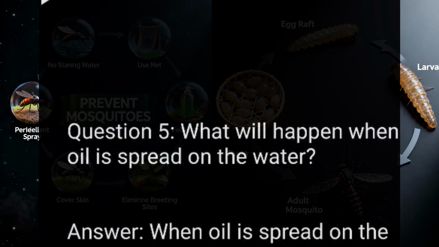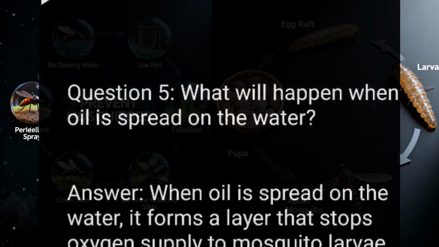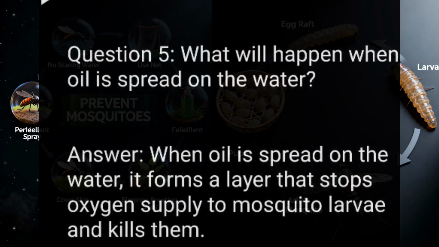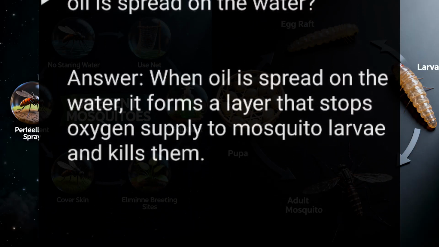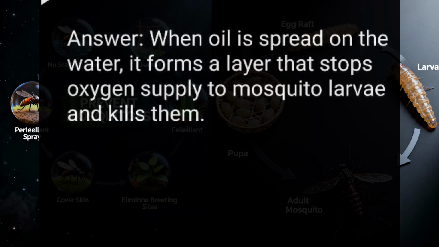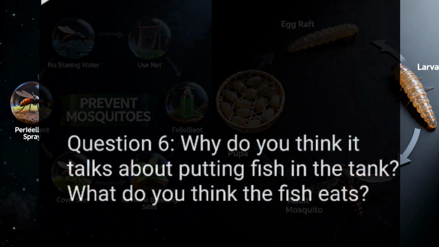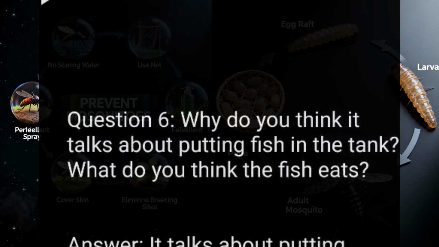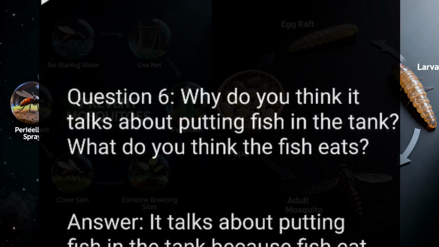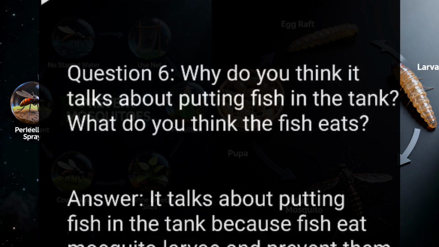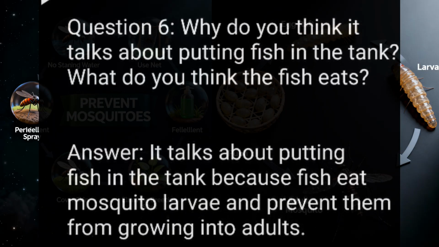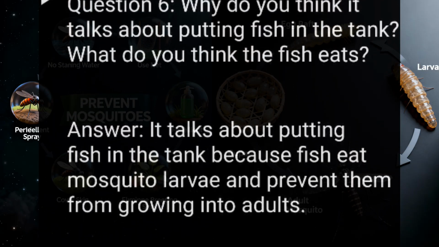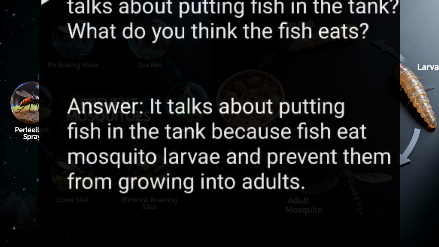Question 5. What will happen when oil is spread on the water? Answer. When oil is spread on the water, it forms a layer that stops oxygen supply to mosquito larvae and kills them. Question 6. Why do you think it talks about putting fish in the tank? What do you think the fish eats? Answer. It talks about putting fish in the tank because fish eat mosquito larvae and prevent them from growing into adults.